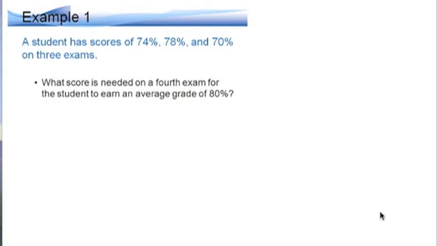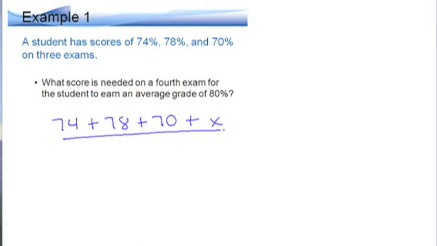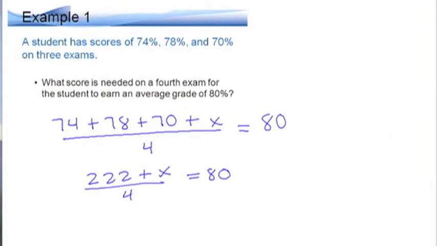Because we're trying to find an average, we're going to take the 3 grades we already have, add them together, and then we're going to add in a 4th grade. What do you guys want to let the 4th grade be? X. We're going to add in the missing 4th grade and divide it all by 4. 1, 2, 3, 4. And we're going to set that equal to the grade we want, which is 80%. So we have 222 plus X all over 4 equals 80. Now what?